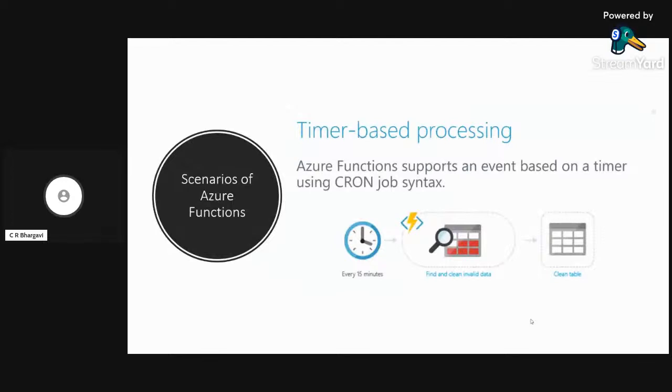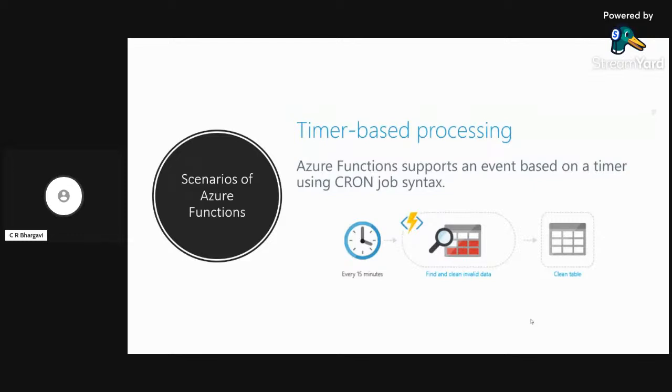So now let's see some of the scenarios that are available inside Azure Functions. We can have a scenario like timer based processing, where Azure Functions support an event based on a trigger, which is based on a timer and supports cron job syntax, like finding and cleaning invalid data. Every 15 minutes, it has to find that invalid data, erase it, and provide it in a clean table.